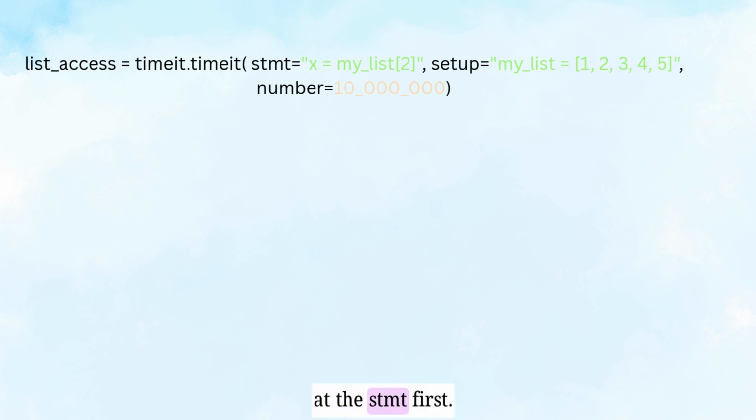Look at the stmt first. That's short for statement. It's the code we actually want to time. In this case, x = my_list[2]. Grab the element at index 2 from the list. But wait, my_list has to exist before we can read from it. That's where setup comes in.